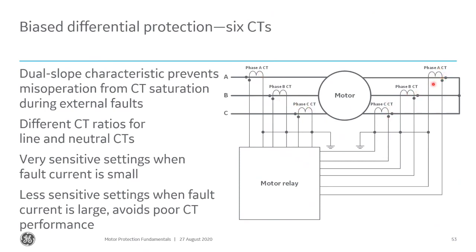The neutral CTs, well, they got to carry line current too. I need to look at this slide some more, but it can be set very sensitive. The motor relay will calculate the difference. It can take into account different CT ratios, like I said, and again, any sort of a differential can be set fairly sensitive. It ends up being very, very secure and good to have.